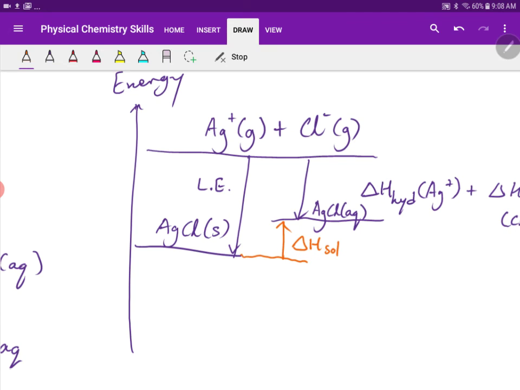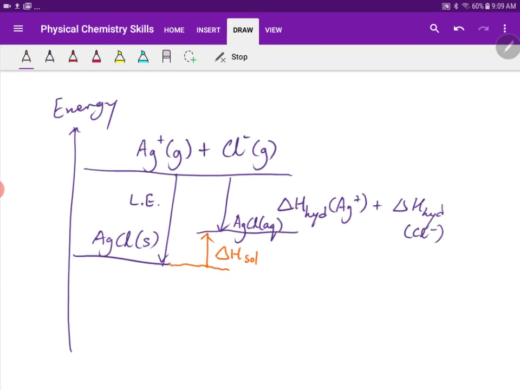We realize that this is actually an endothermic process, which shows that the energy released from hydration is insufficient to overcome the ionic bonds within this compound itself. So that is why it's endothermic, and that is why AgCl is sparingly soluble.